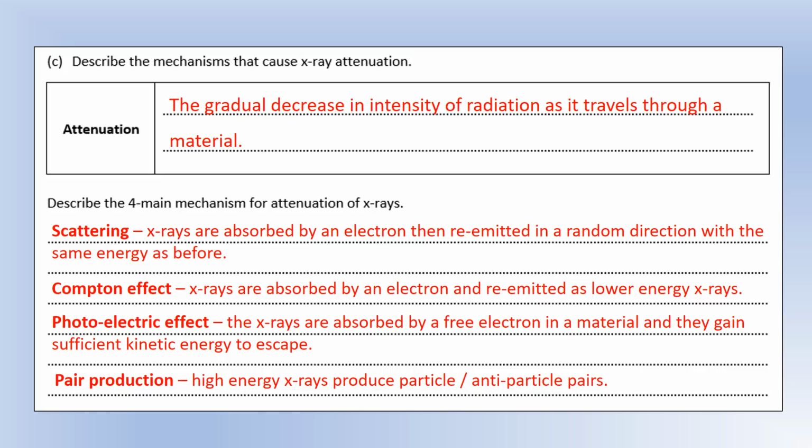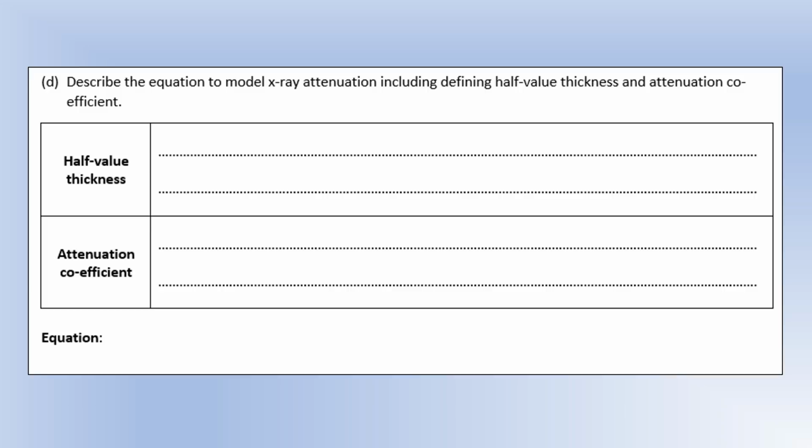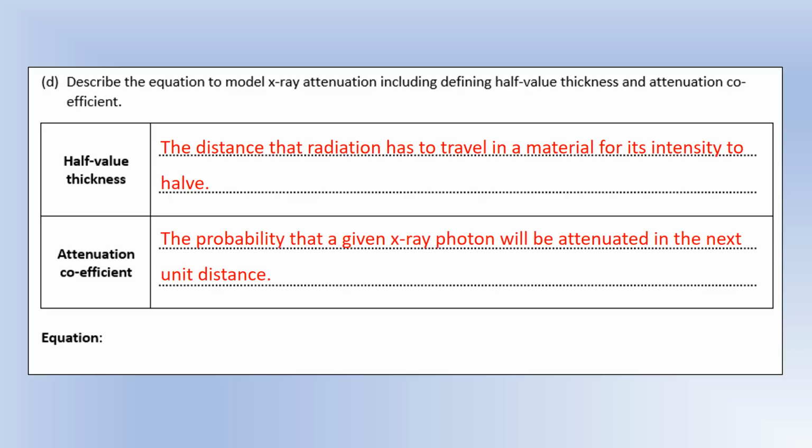So let's actually have a look at how we use that. First off, we need to define a couple more things before we can explain how we then turn that into an image. So half-value thickness is very similar to half-life. Half-value thickness is the distance radiation has to travel in a material for its intensity, or power per unit area, to halve. And the attenuation coefficient of a material essentially tells you the probability that an X-ray photon will be attenuated in the next unit distance.